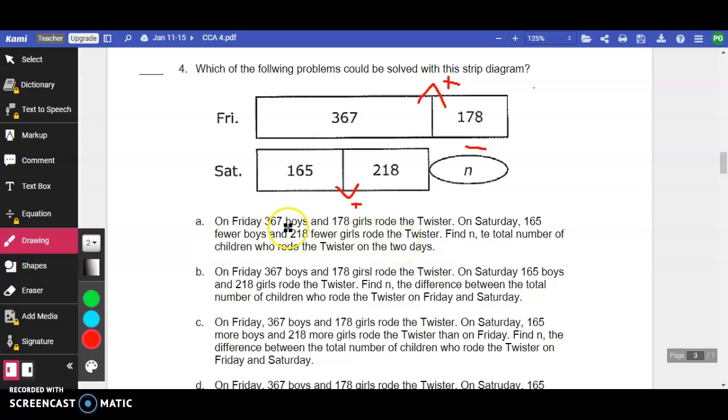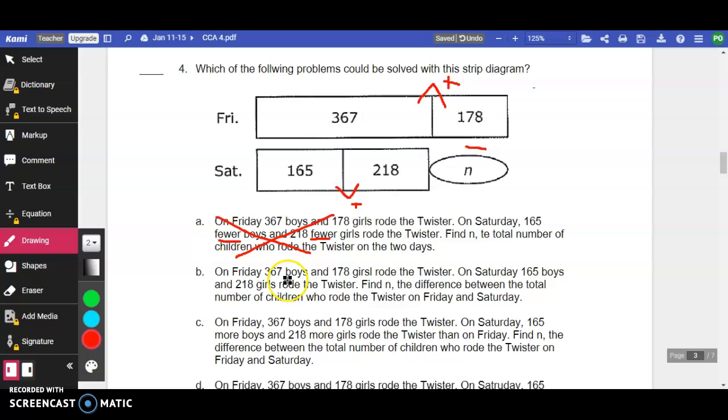On Friday, 367 boys and 178 girls rode the Twister. Is this correct so far? Yes. On Saturday, 165 fewer boys and 218 fewer girls rode the Twister. Is this correct so far? It is not. We now have fewer girls, where we were expecting exactly 165 boys and exactly 218 girls. So because this is fewer and not the actual number, we can get rid of A.